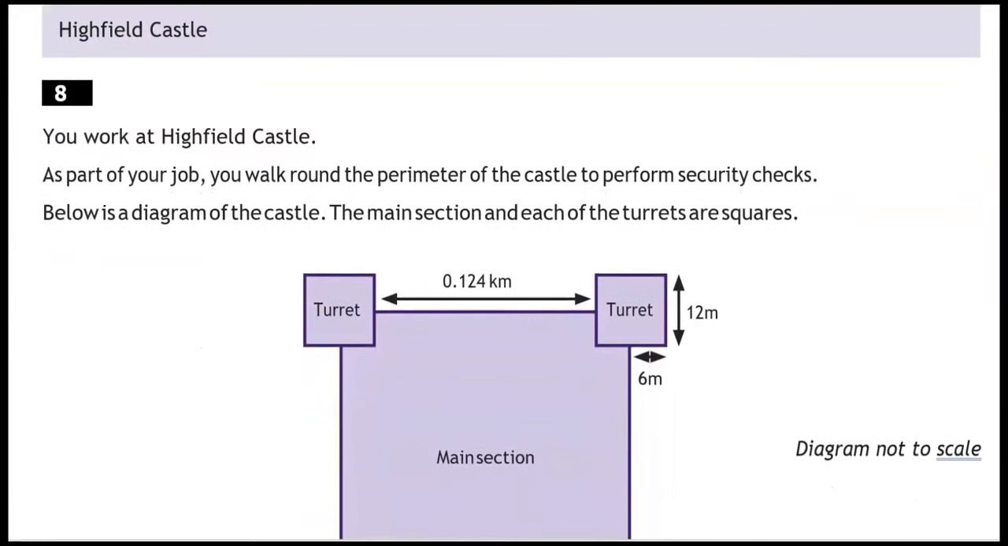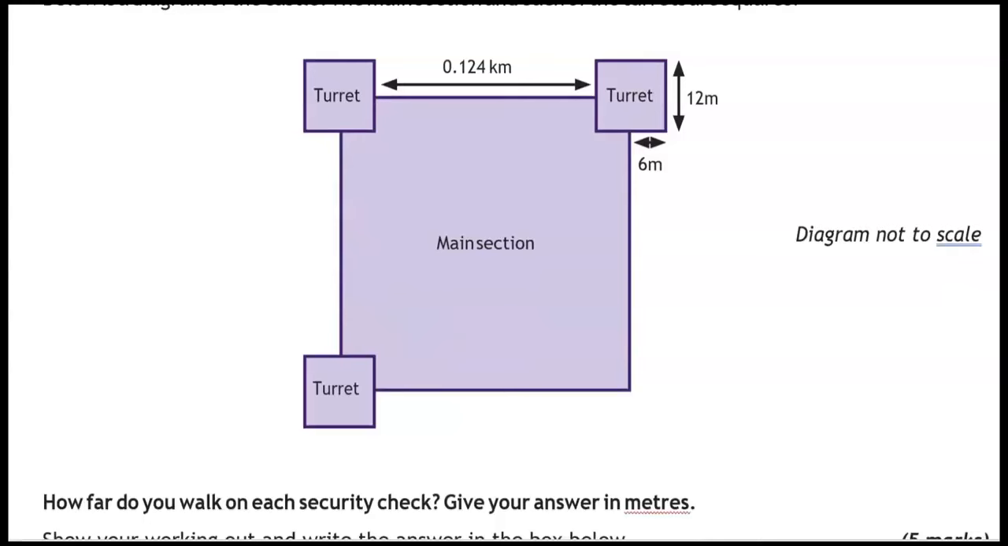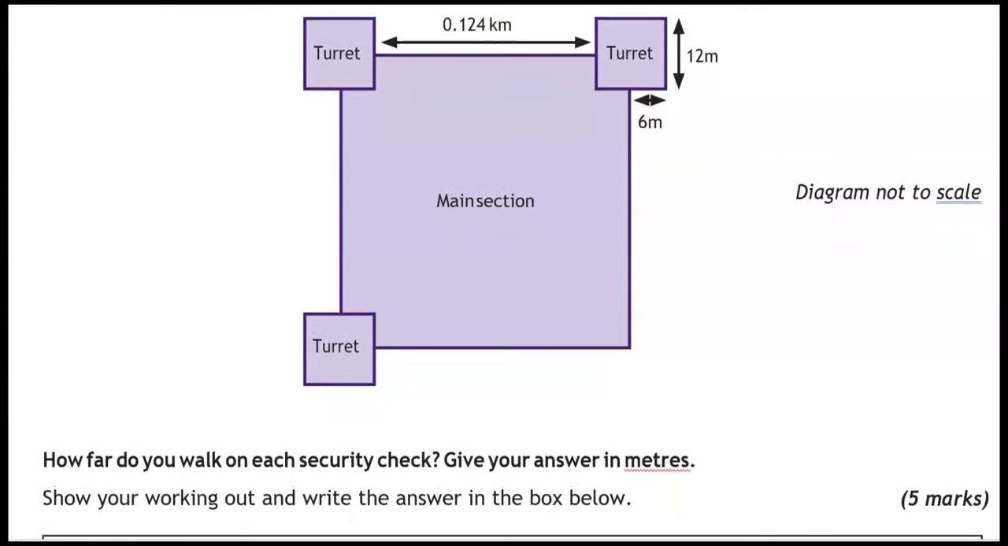Highfield Castle. You work at Highfield Castle. As part of your job, you walk around the perimeter of the castle to perform security checks. Below is a diagram of the castle. The main section and each of the turrets are squares. How far do you walk on each security check? Give your answer in meters. Show your working out and write the answer in the box below.